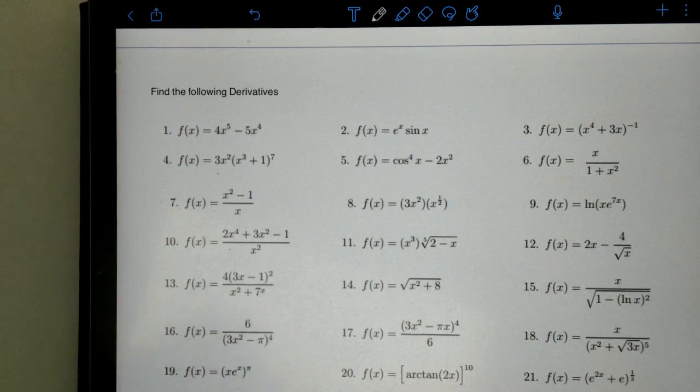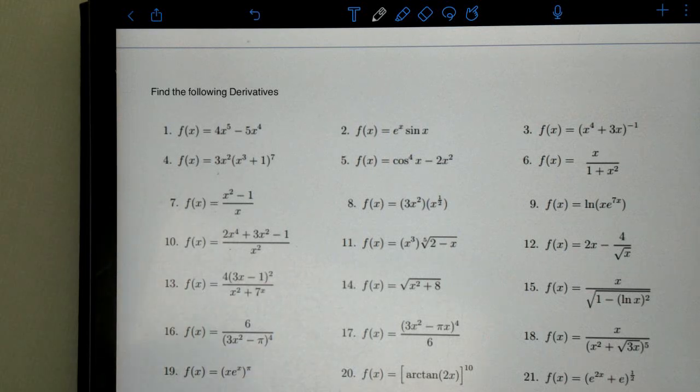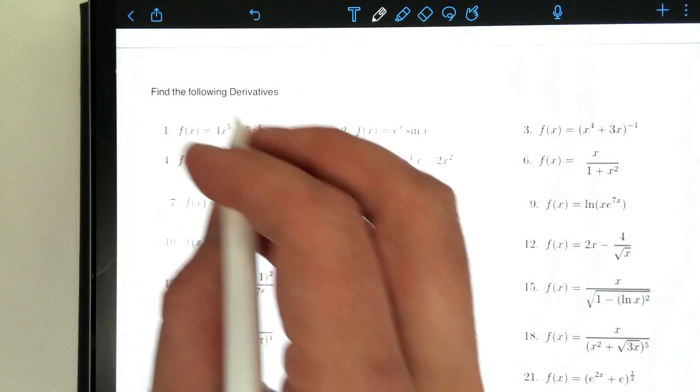Alright, let's take a look at some derivatives here. So I'm just going to do these really quickly. Follow along if you can. Slow down, pause if you need to, okay? Here we go. Number one, ready? 39 derivatives. Let's see how fast we can do these.